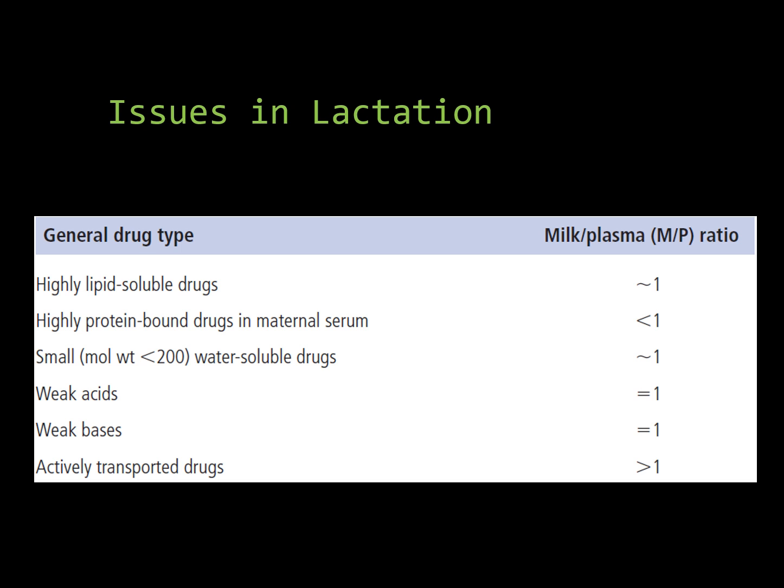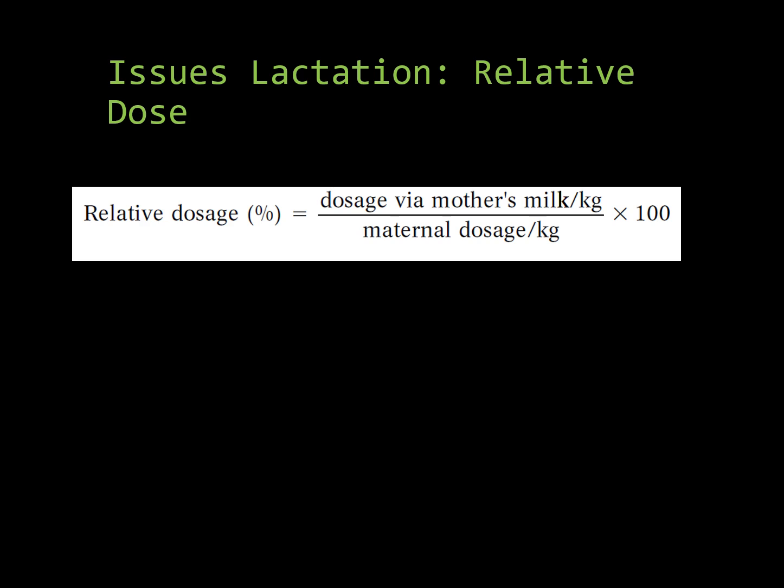If you look into the milk plasma ratio, for highly lipid soluble drugs it is around 1. For highly protein bound drugs it is very much less than 1. For small molecules it is around 1. For weak acids and weak bases it is almost 1. For actively transported drugs it is greater than 1. The relative dosage which enters the infant has a simple formula: dosage via mother's milk divided by maternal dosage, times 100. All are in per kg doses.